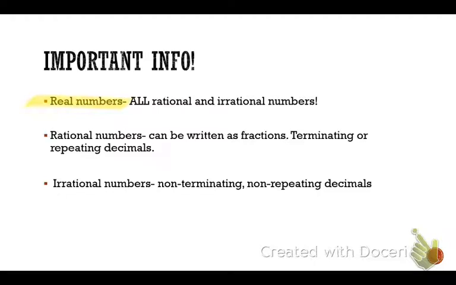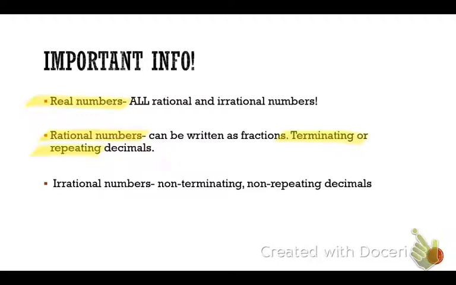Now, rational numbers can be written as fractions. They are also terminating or repeating decimals. What does it mean for something to terminate? To destroy it or to stop, okay? So when I think of a terminating decimal, the digits stop. They don't keep on going.